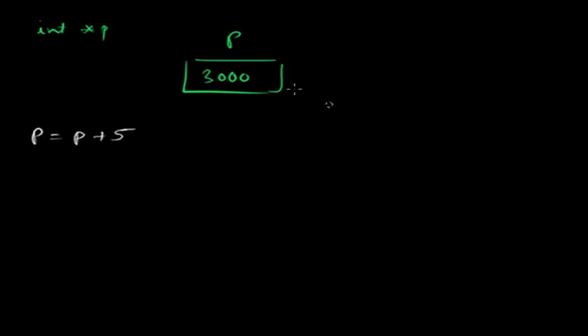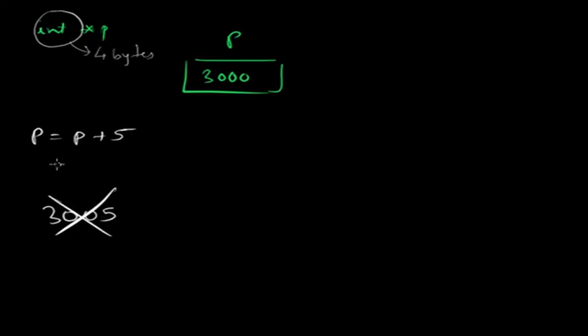Now to make the concept of pointers more clear, let us consider this pointer, int *p. That means p is a pointer to an integer. Now assume that p stores some address of an integer, 3000. For simplicity, we take the value 3000. Now what will happen if I do p = p + 5? Obviously it is not going to be 3005. So what is the size of an integer? Size of an integer is 4 bytes, right?